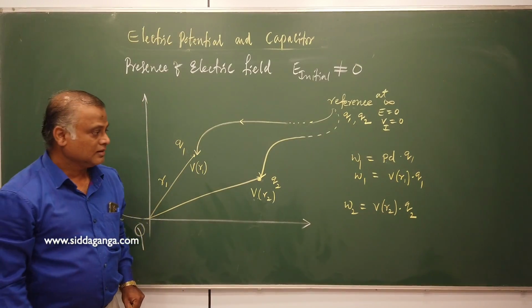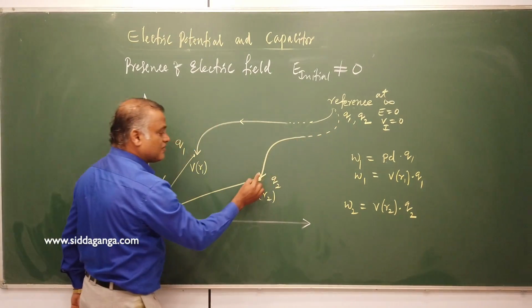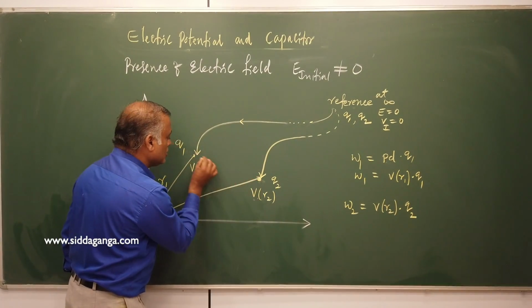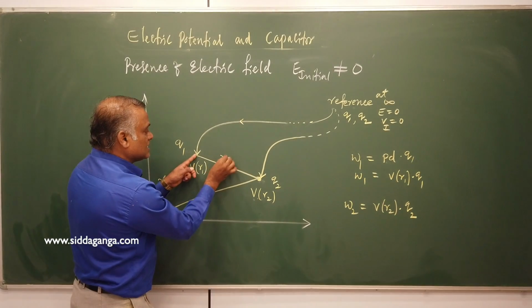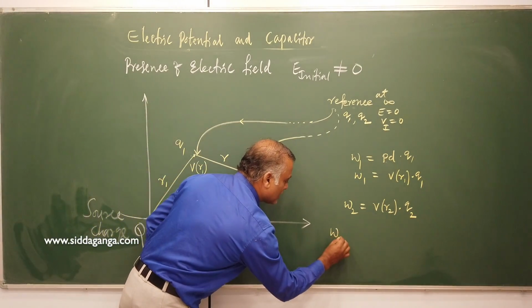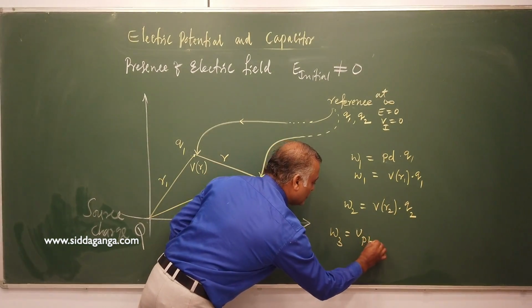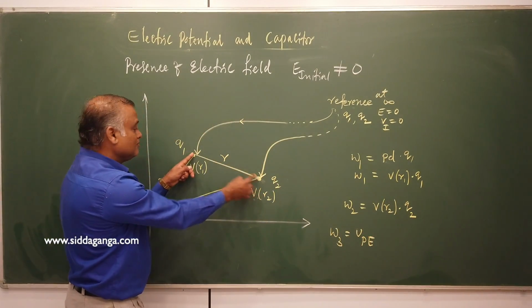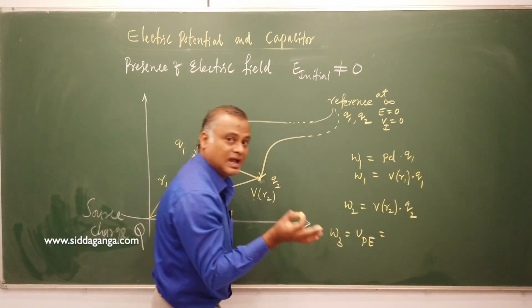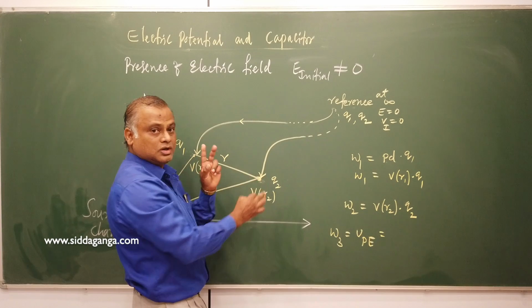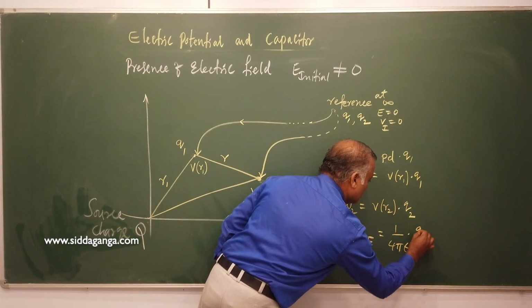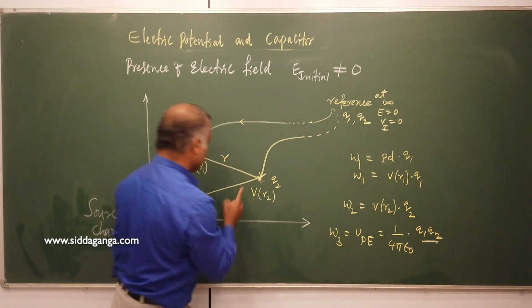Understood? But as soon as you bring this Q2 from here, this Q1 and Q2, because of their certain separation, also possess certain potential energy. Therefore, that is the work done for assembling how many charges? 2 charges. Because they are separated by a certain distance, they again possess certain potential energy, as we derived for potential energy due to a system of 2-point charges: 1 by 4 pi epsilon naught Q1 Q2 divided by, what is the separation here?